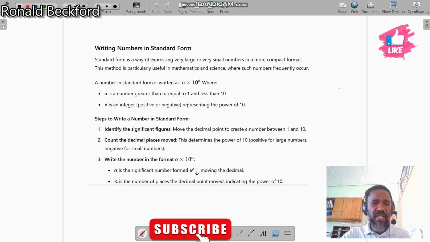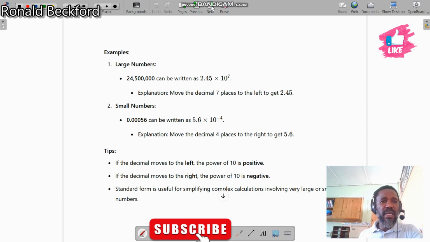Write the number in the format of a times 10 to some power of n, where a is the significant number formed by moving the decimal point, and n is the number of places the decimal point moved, indicating the power of 10. Okay, so here on the screen we have 2 examples.